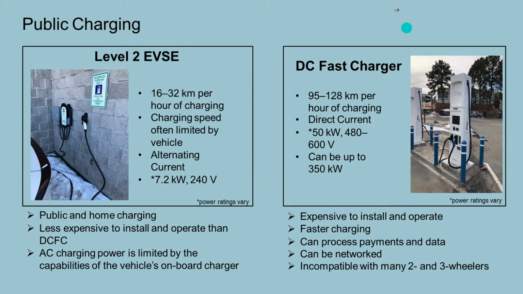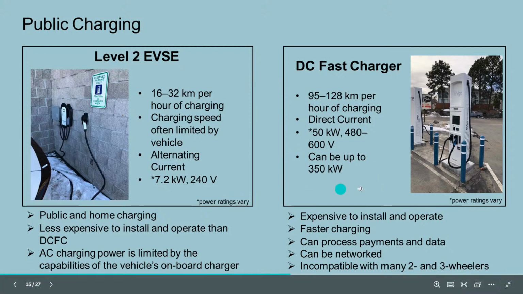Next are the DC fast chargers. These DC fast chargers are super fast charging stations for electric vehicles. They can charge your electric vehicle really quickly, giving you about 95 to 128 kilometers of driving range for every hour you charge. Unlike Level 1 and Level 2 chargers that use alternating current, AC, DC fast chargers use direct current, DC. This type of charger is more suitable for super fast charging.